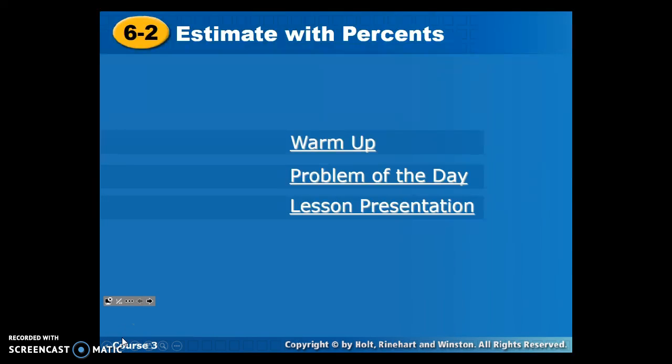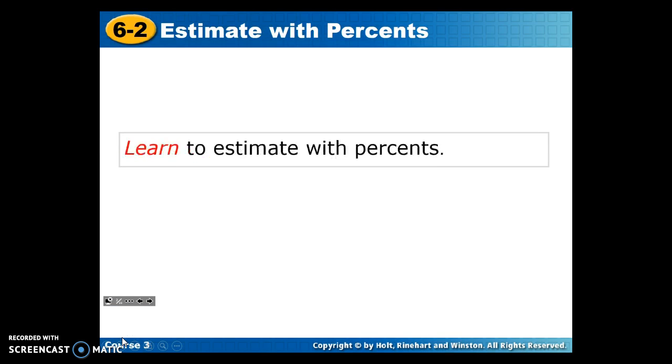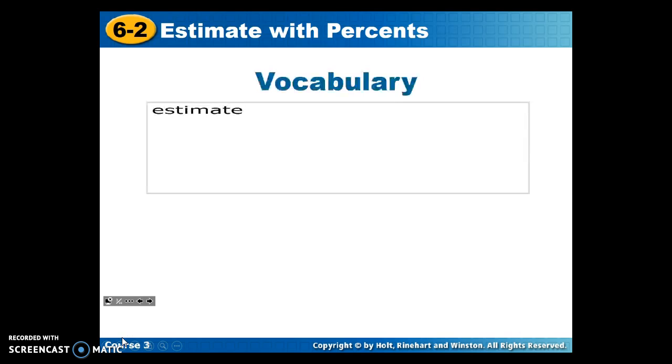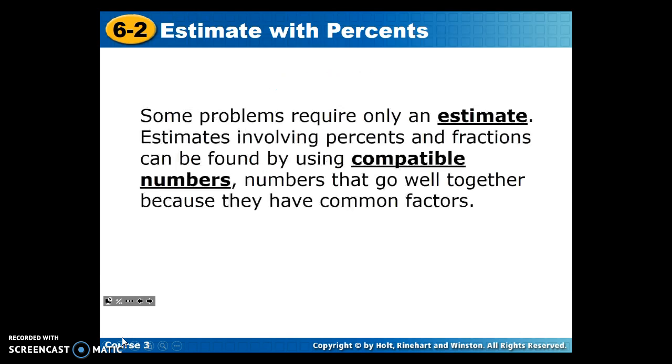Lesson 6-2 is on estimate with percents. Our learning target is I can estimate with percents. When you're estimating, you're trying to find compatible numbers. That means you're just rounding to percents that are easy to work with.